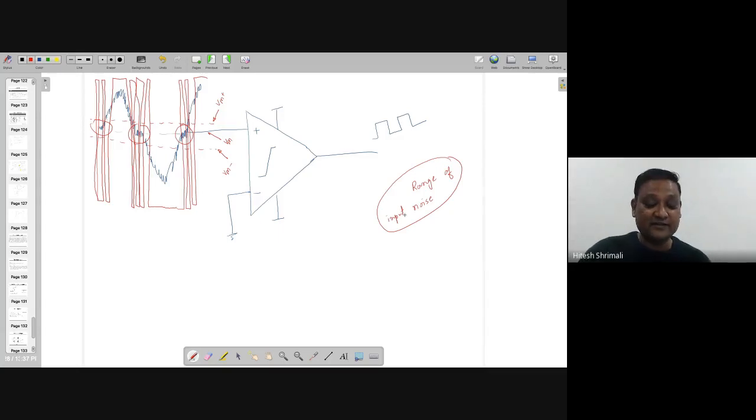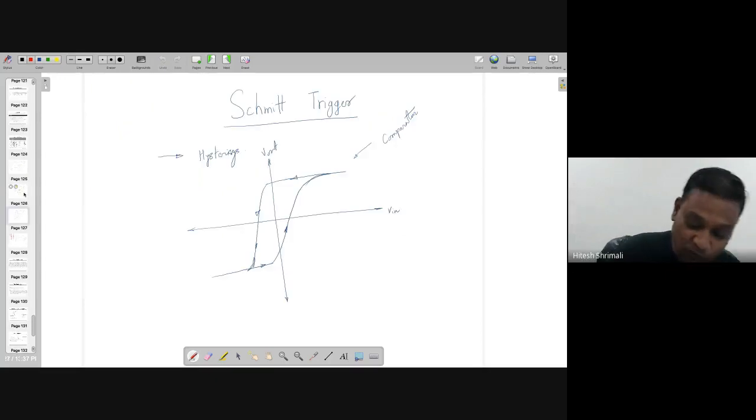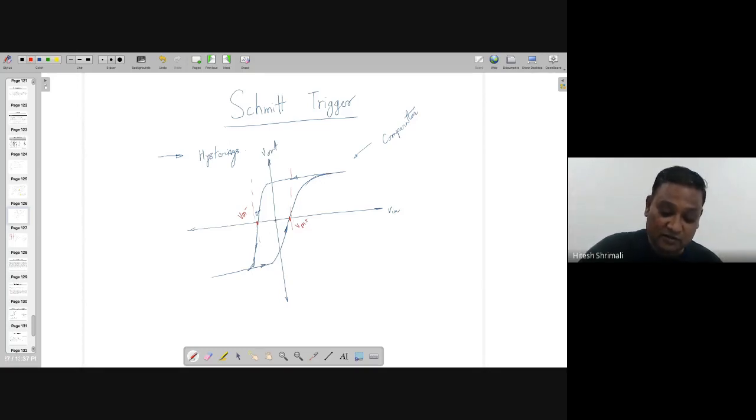If it is coming from 0, then it's 0 only. For qualifying that as a logic 1, it has to go above VM plus. Let's revisit what we have drawn over here. So there are 2 inputs, right? Let's call this one VM minus and this one VM plus. So if my input is more than VM plus only, then it switches.